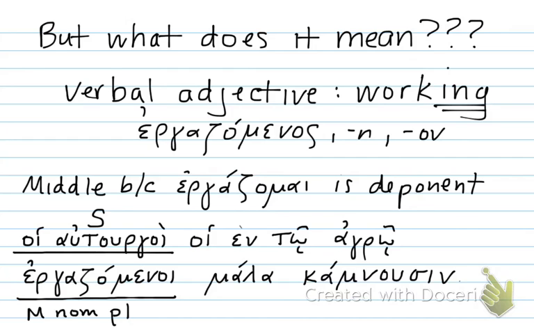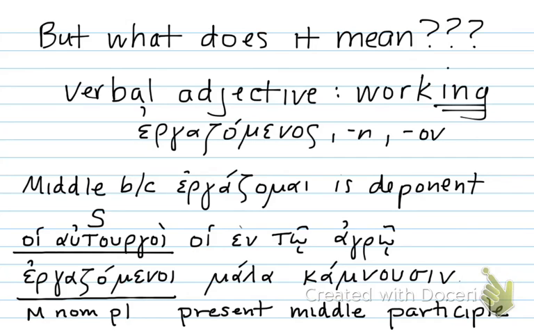As a verbal adjective, it also shows us tense, voice, and mood. The tense is present, the voice is middle, and the mood is participle. Again, the middle voice here is because the verb is deponent, so it's middle in form and active in meaning. The end.